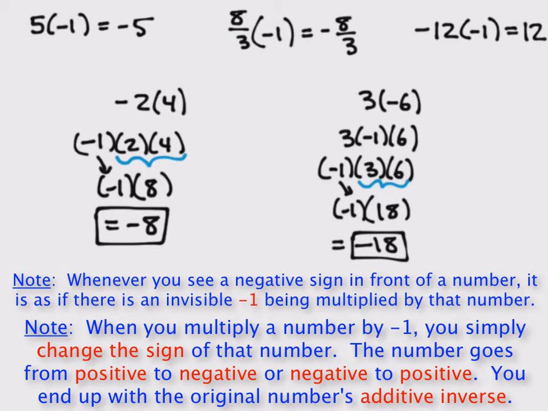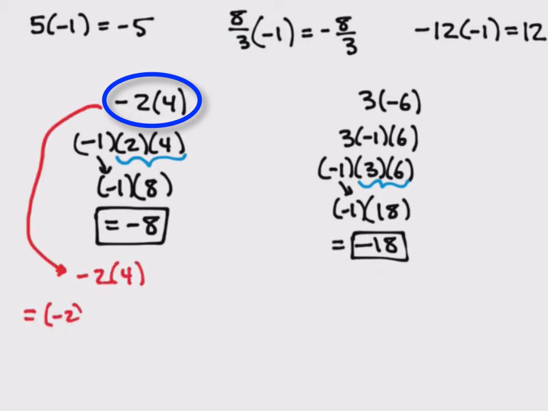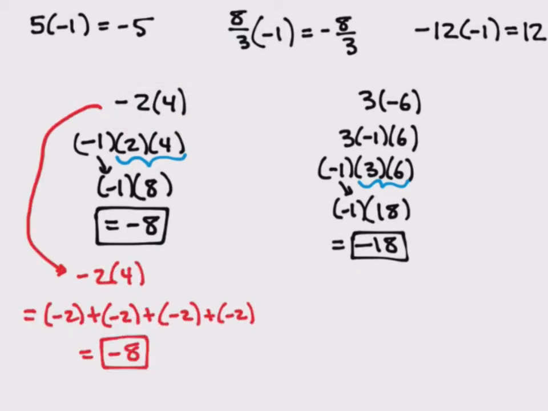regardless of the direction. If you want, you can go back to our original way of thinking about multiplication as a way of condensing addition. Right? If we're multiplying something by a positive number, that positive number says how many times you should add the other number to itself. So for example, in -2 times 4, this means add -2 to itself 4 times. And we get, of course, -8.